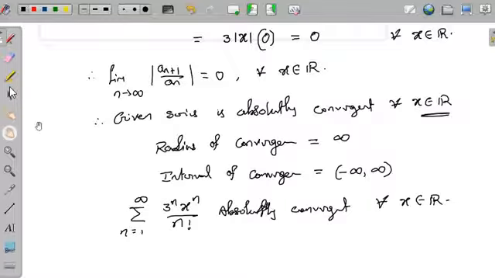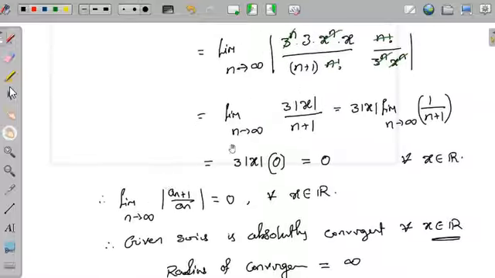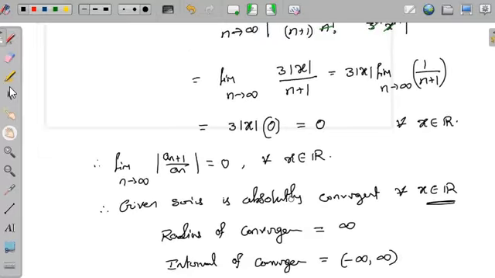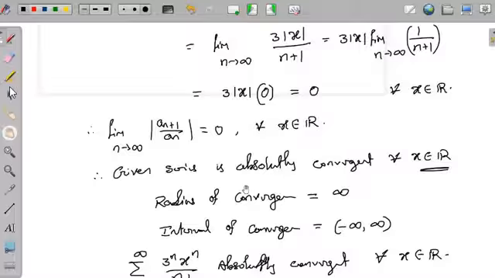Okay, so when the limit in the ratio test comes out to be 0 for all values of x, whatever x may be, the limit is 0. That means whatever x is, the given summation converges. That's what it means. So the interval of convergence is negative infinity to positive infinity, and the radius of convergence will be infinite. Why? Because the length of that interval is infinite.